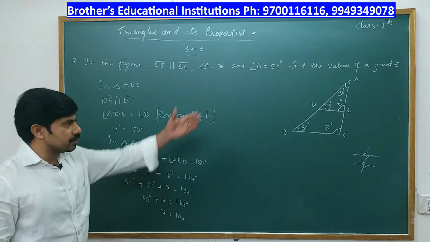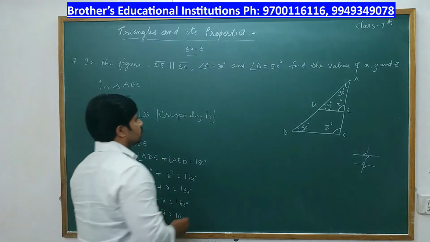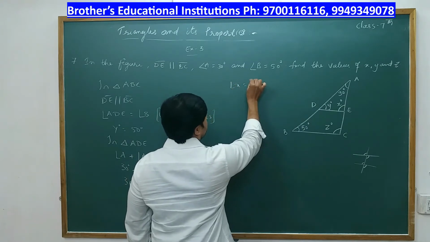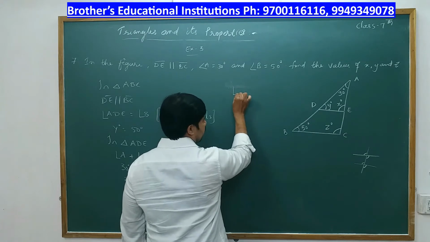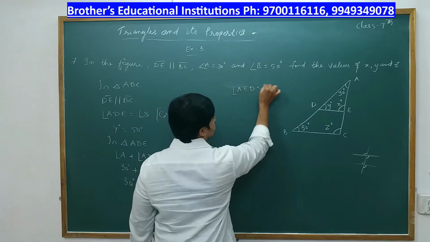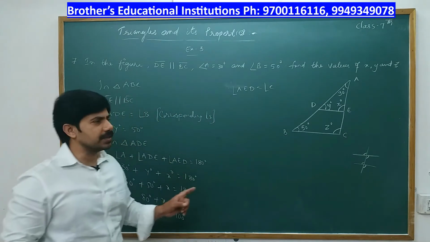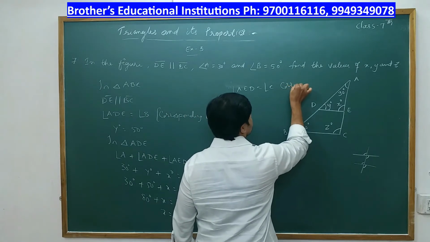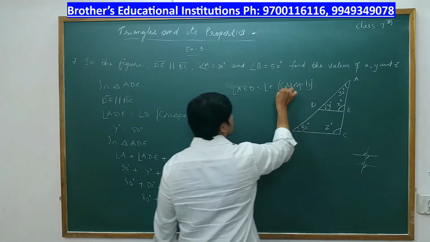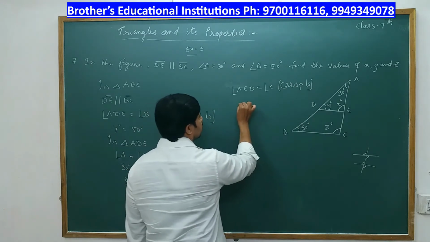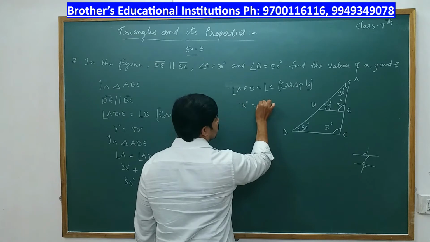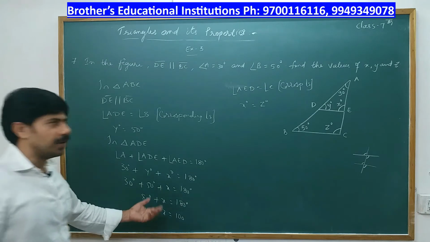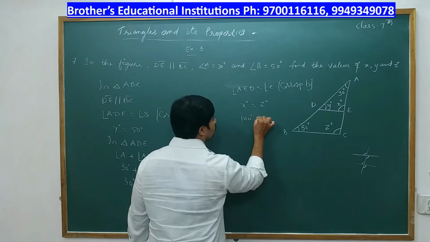Now after getting X, we can directly get Z. Why? Because angle X is equal to angle Z. So before writing this, how to represent angle X? It is angle AED, is equal to angle C. Only one C we have, angle C. So angle AED is equal to angle C. The reason is, they are corresponding angles. So now angle AED is X, equal to angle C is Z. Now X is equal to Z. So what is X equal to? We have 100. So 100 degrees is equal to Z.